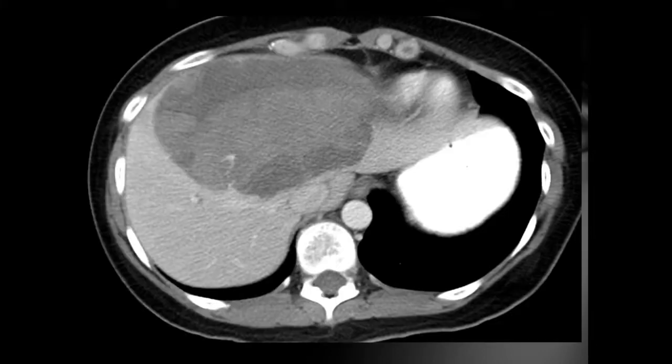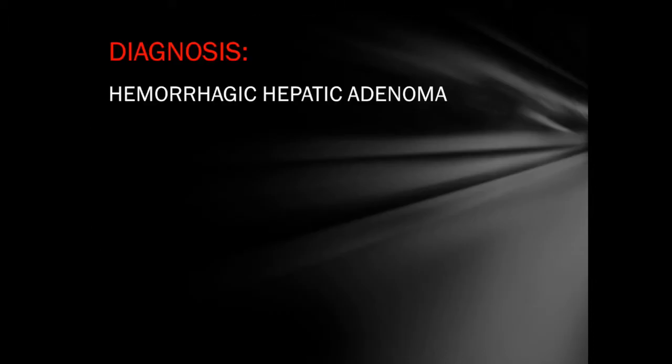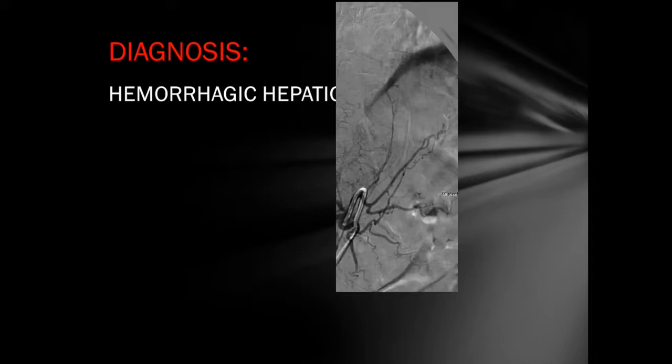A CAT scan was obtained through the emergency room showing a large hemorrhagic mass occupying the anterior portion of the right lobe of the liver and a large portion of the left lobe of the liver. There was actually an area of sentinel bleed or active extravasation into the mass here. So she was referred for urgent embolization with the thought of resecting this lesion after it was embolized and she was stabilized, with the diagnosis of a hemorrhagic hepatic adenoma.